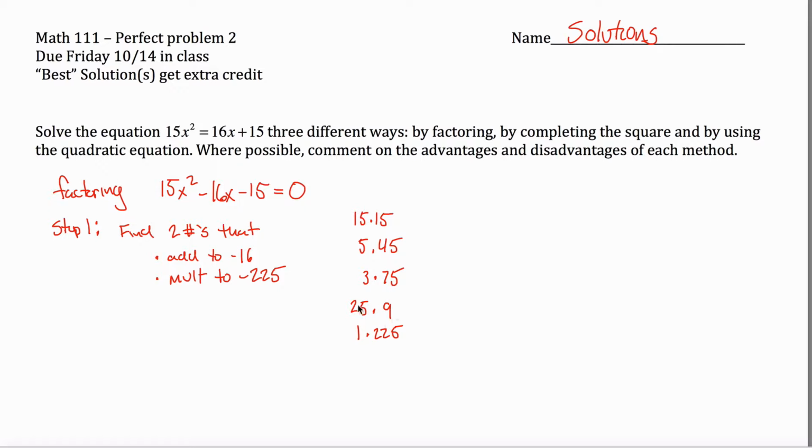These numbers are close enough that if one of them is negative, I might be able to get them to add to negative 16. In fact, if the 25 were negative, negative 25, and the 9 were positive, I think what I get are 2 numbers that satisfy these 2 criteria right here.